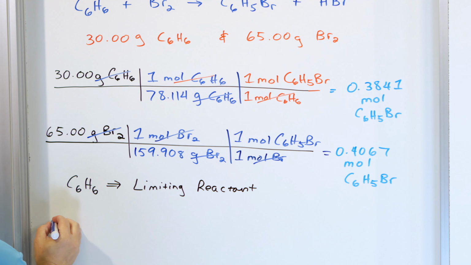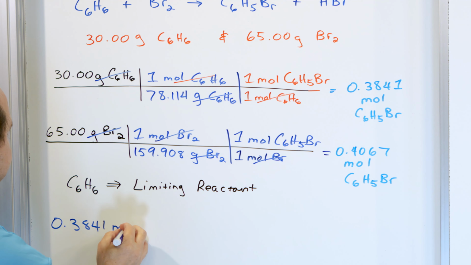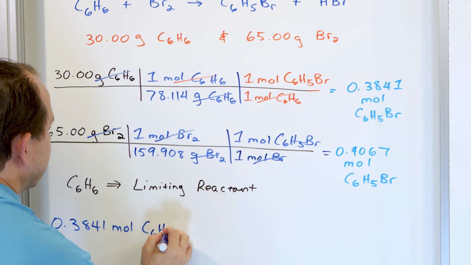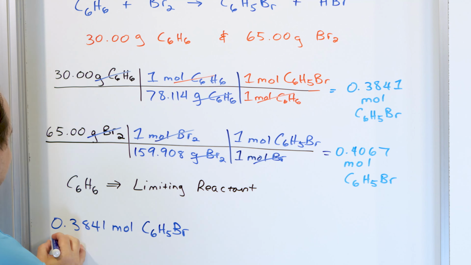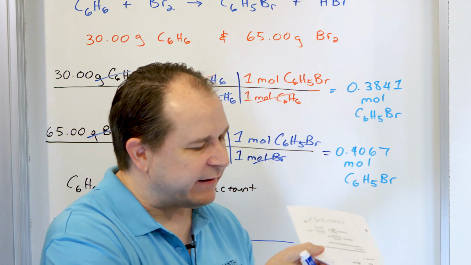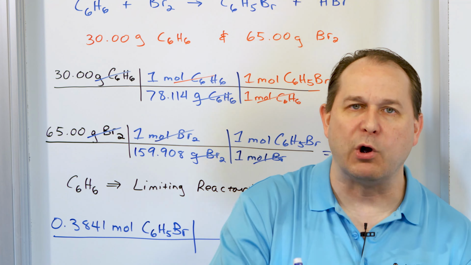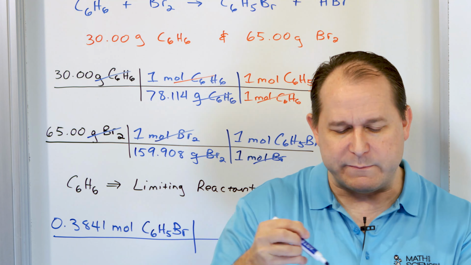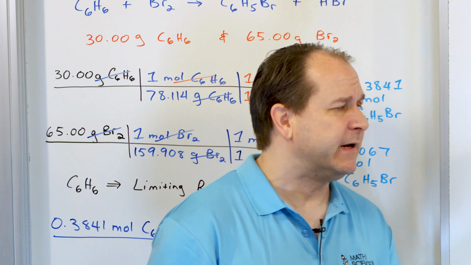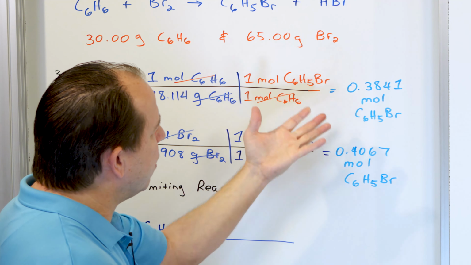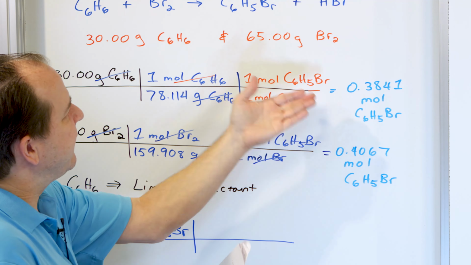So I'm going to start now with saying 0.3841 moles of the product, being the bromobenzene, C6H5Br. All right, that's how many moles of product I formed. Now, the actual question says, what is the theoretical yield of bromobenzene? I now know how many moles of bromobenzene is formed. It's perfectly fine for me to say that the yield in this situation is 0.3841 moles, because that is a representation of the amount.